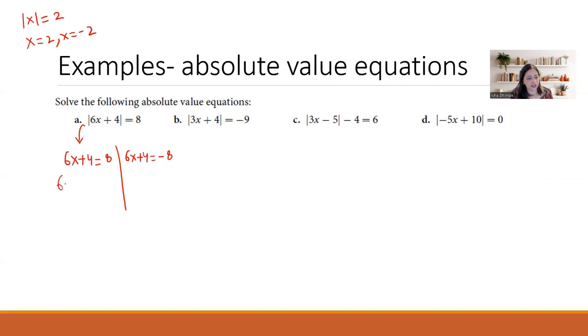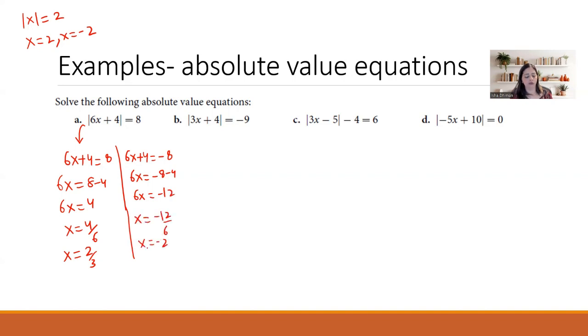So how to solve this? Subtract 4 first. 8 minus 4 is 4. So x is 4 over 6. When you simplify that, 2 over 3. Let's solve the other one. So 6x equals -8 minus 4. So 6x is -12. Divide by 6. x is -2. So these are the two solutions you got.